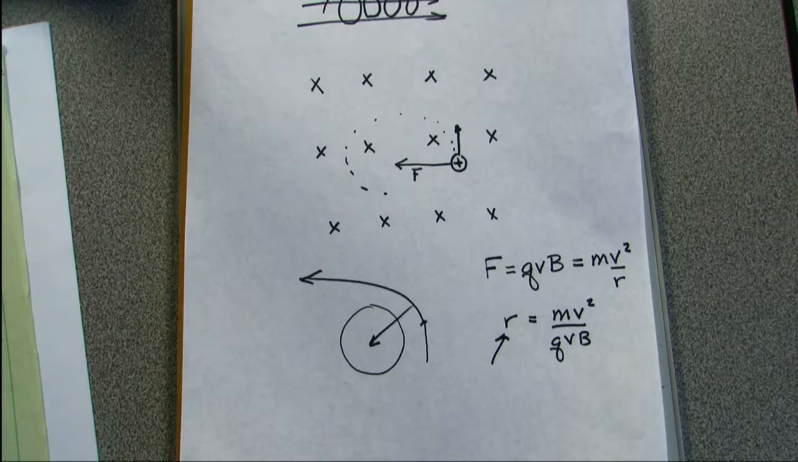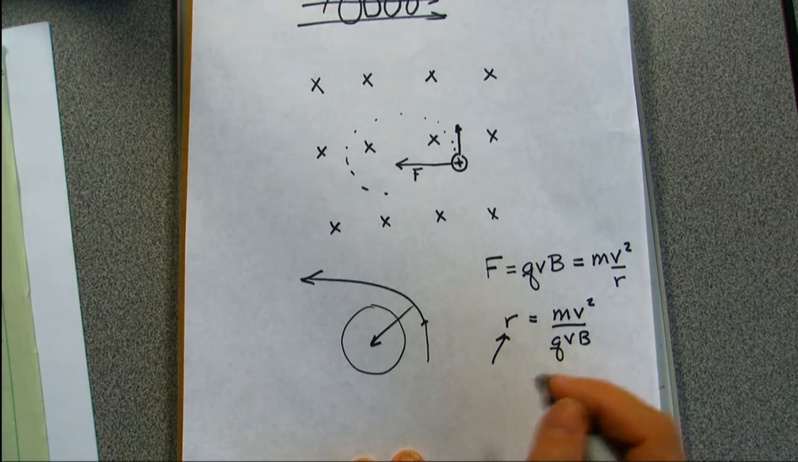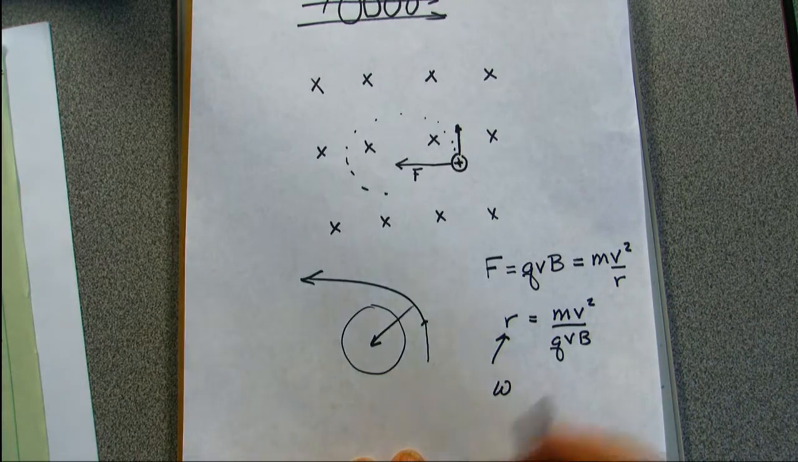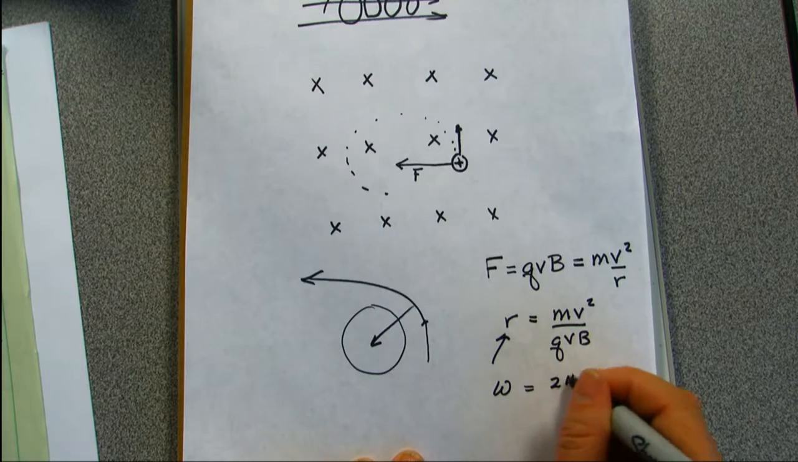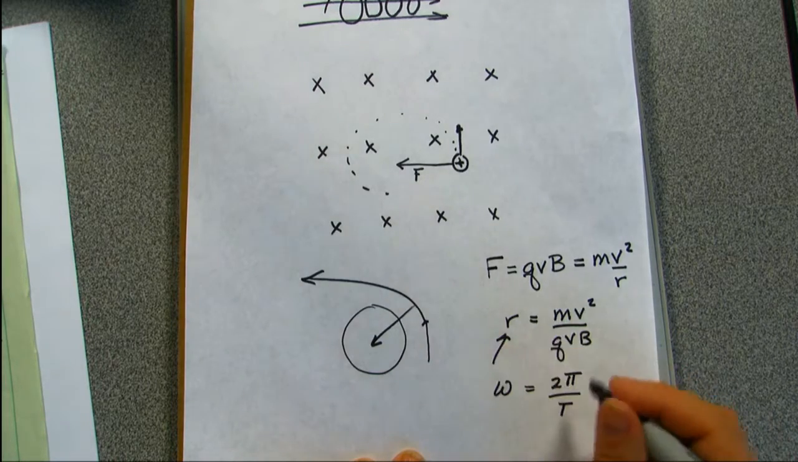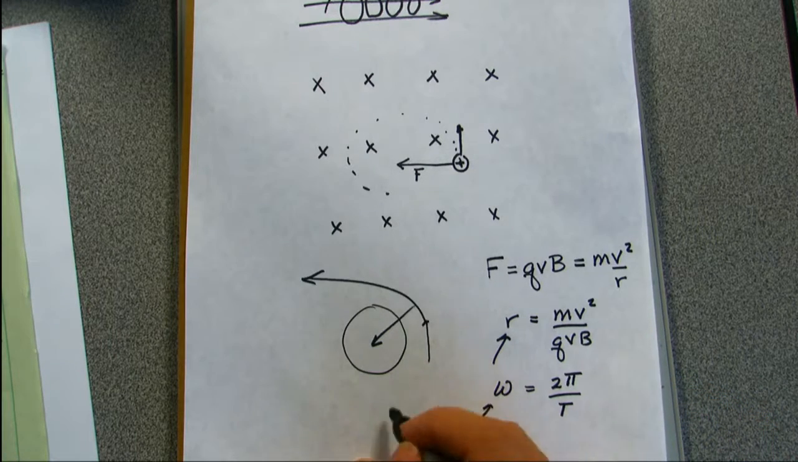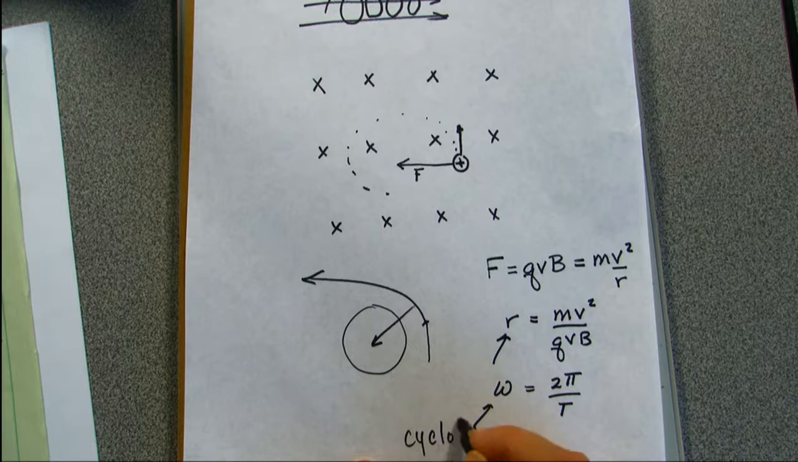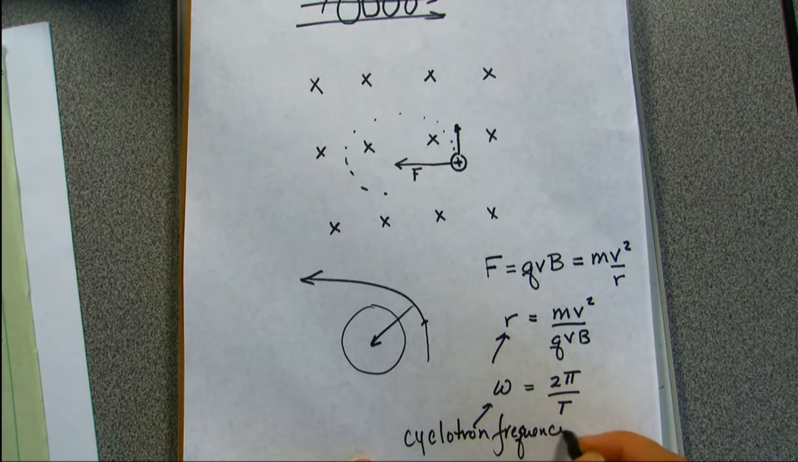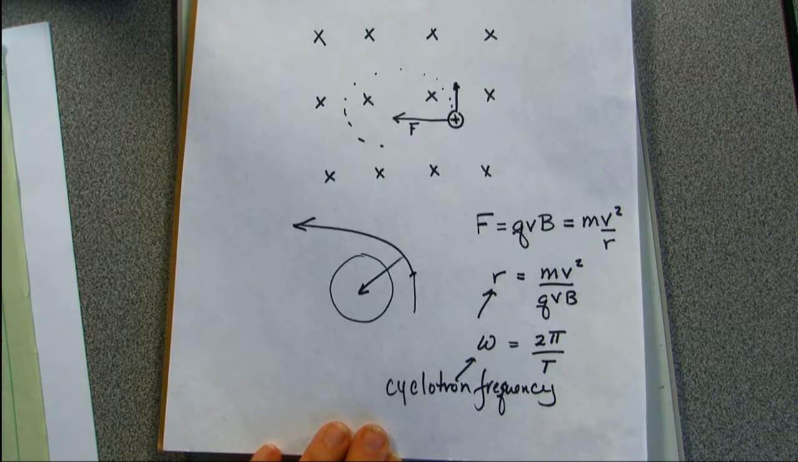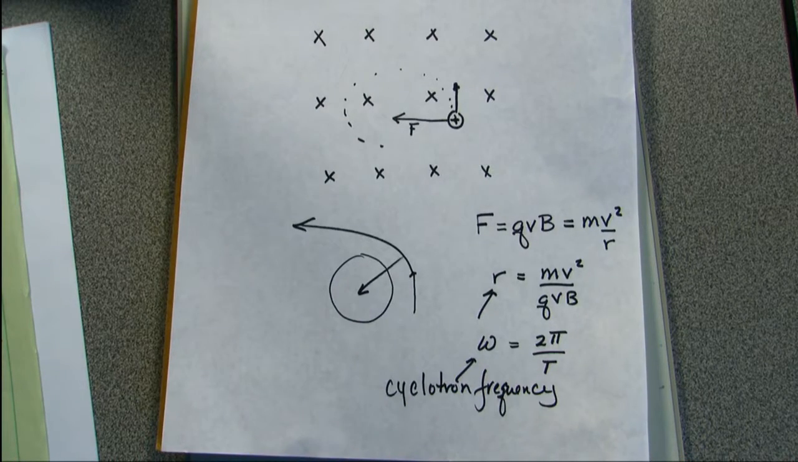It's a cyclotron radius, and if I look at it in terms of omega, I end up with 2 pi, the period of the circle. That's the period of the circle, and this becomes what we call the cyclotron frequency. So we have a cyclotron radius and a cyclotron frequency, and those are very, very useful if you play in the high energy world, because that's going to give us the size of our accelerators.